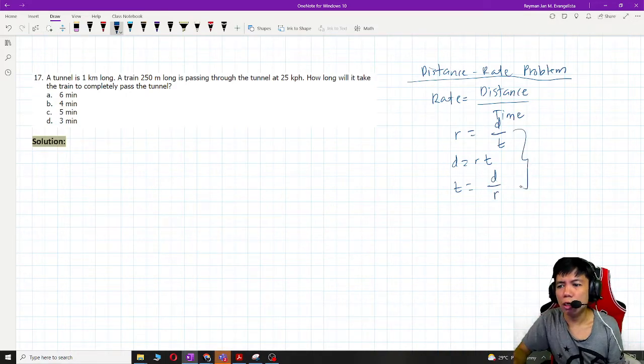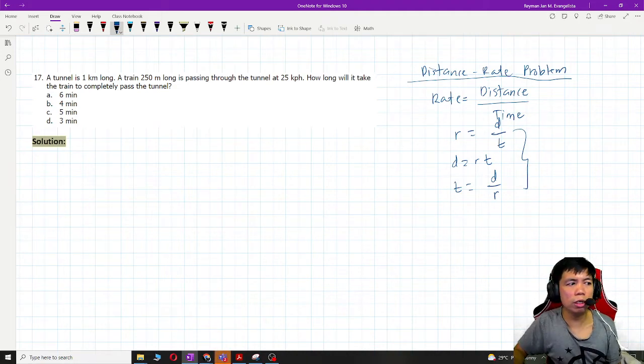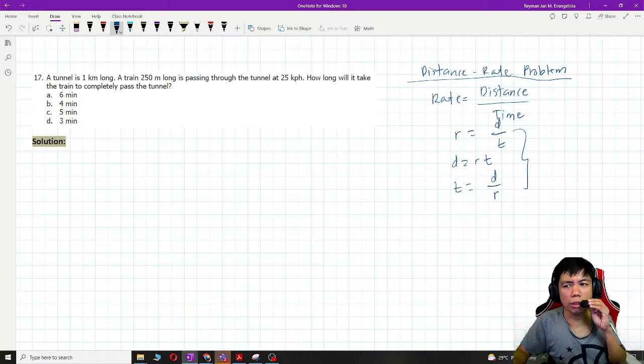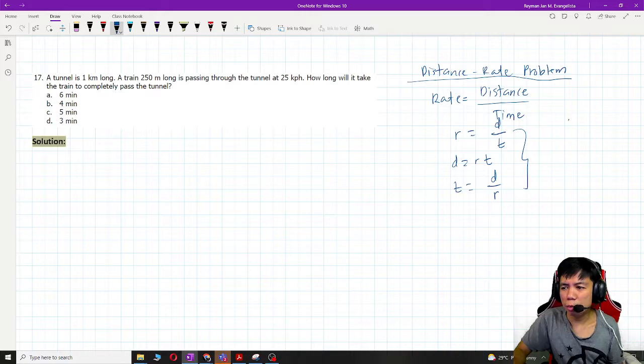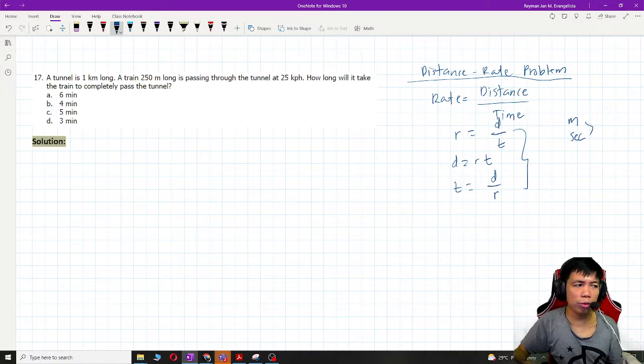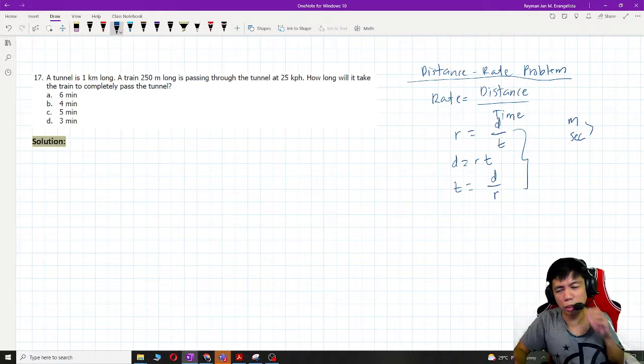And when doing distance rate problems, kailangan lang dito is consistent ang units. Kung distance mo ay naka meters, yung time ay naka seconds, ibig sabihin yung rate mo is meter per second. So ganun gagawin mo sa ibang equation, para meron tayong consistency.